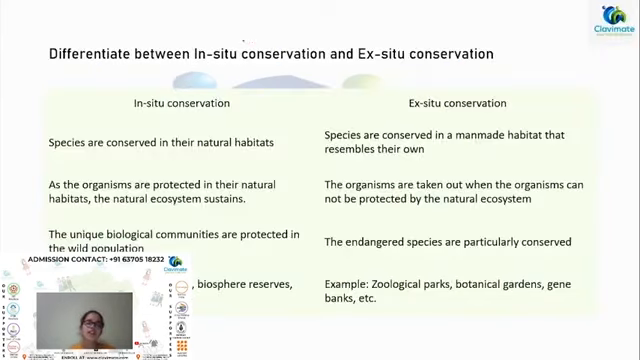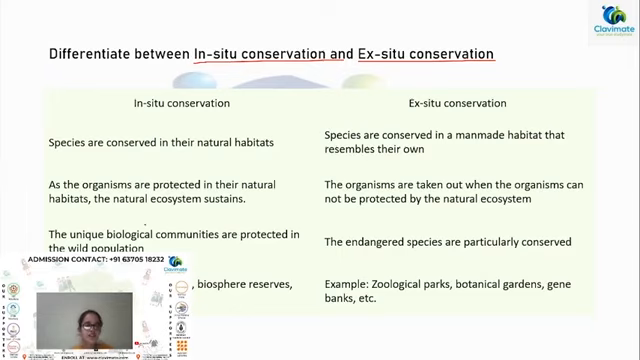And next, the difference between in situ conservation and ex situ conservation. In situ conservation means that species are conserved in their natural habitats. That means they are not taken out of their natural habitats, and they are rather conserved in their own natural habitats. Whereas in ex situ, they are conserved in man-made habitats that resemble their own.